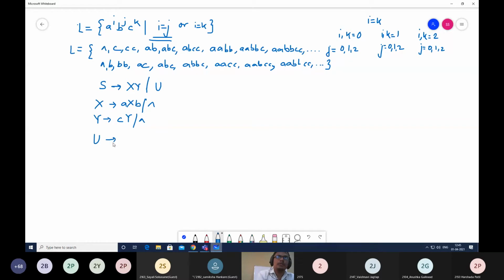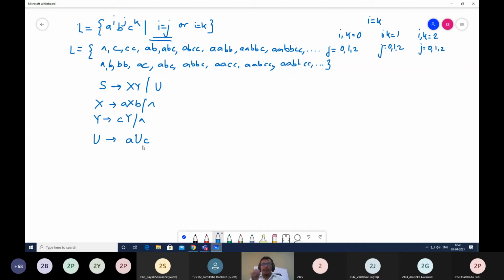So in this U, what will we be doing? First we will have the pattern of A and C. Whatever number of A's and C's you wish to balance, you balance with this AUC. This helps maintain I is equal to K, because what is I? Number of A's. What is K? Number of C's. So when I write U is equal to AUC, I am trying to maintain I is equal to K.